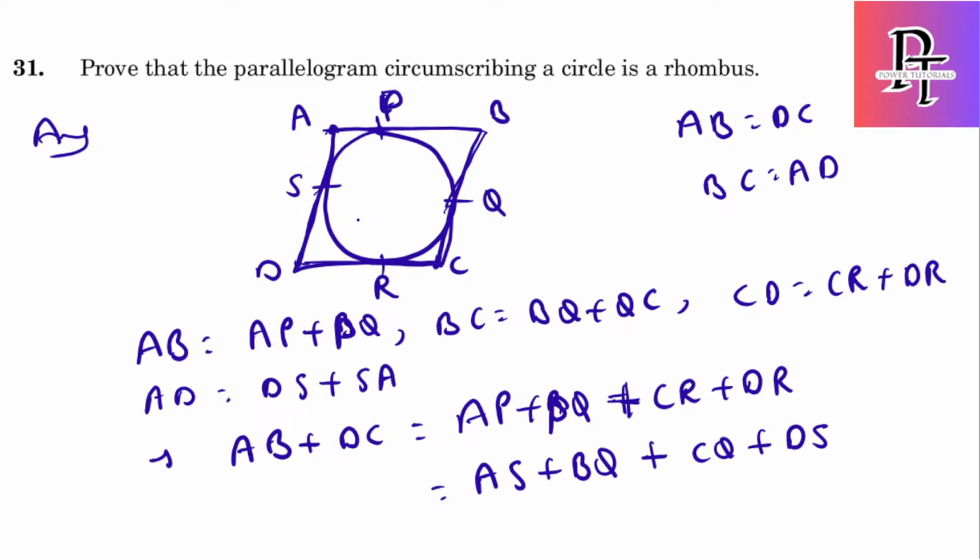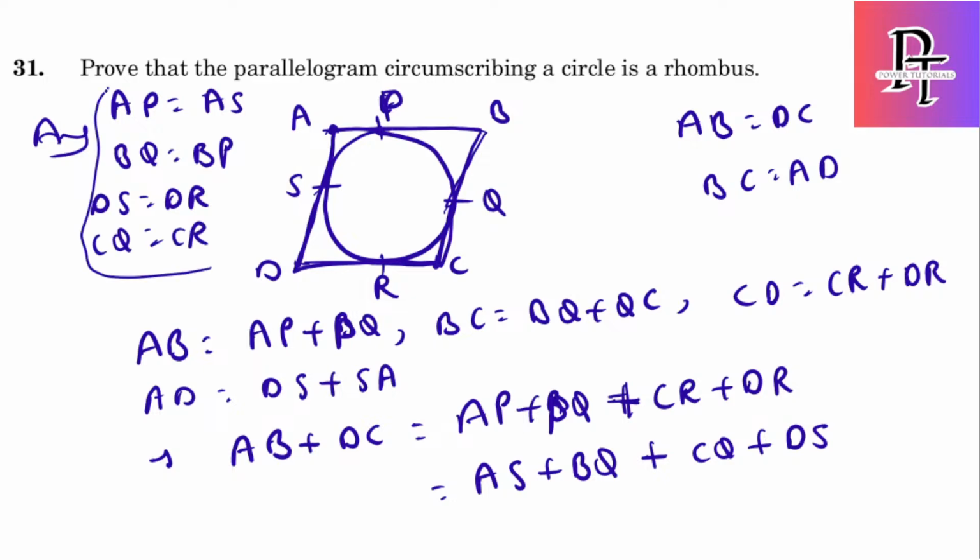I will write it once again. AP will be equal to AS, BQ will be equal to PB, DS is equal to DR, CQ is equal to CR. The lengths of tangents from an external point of the circle will be equal.